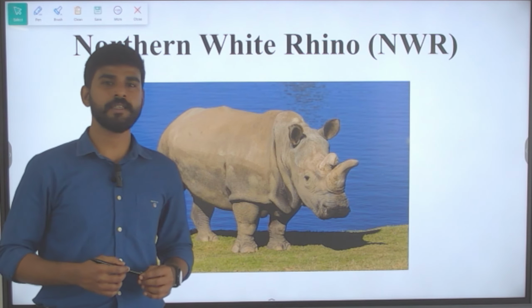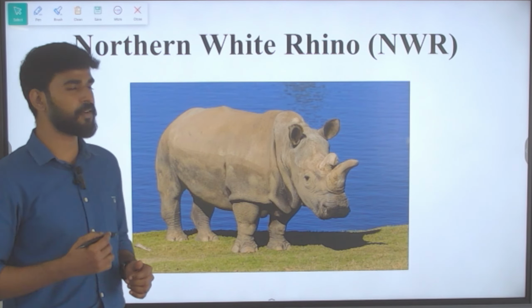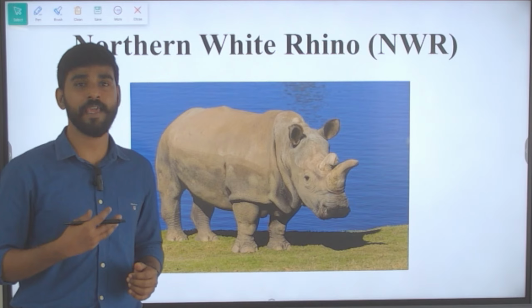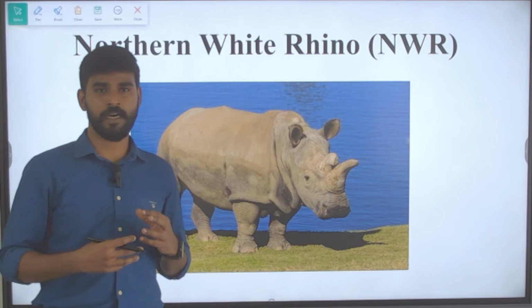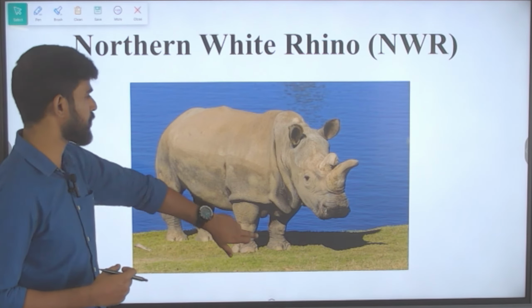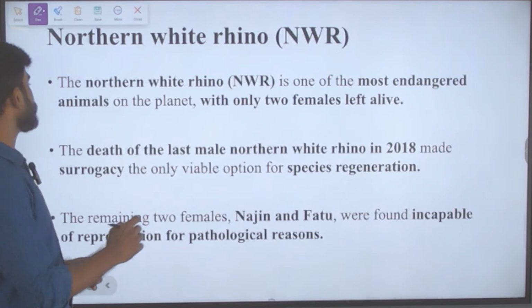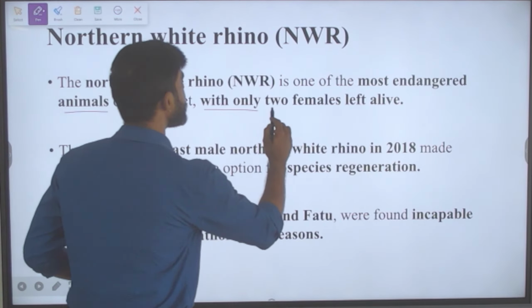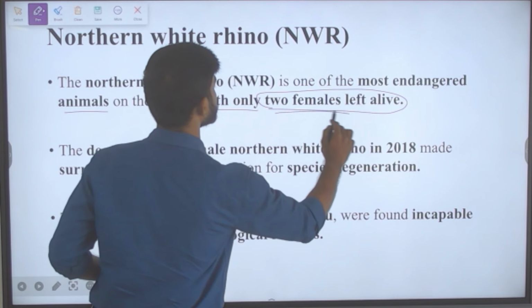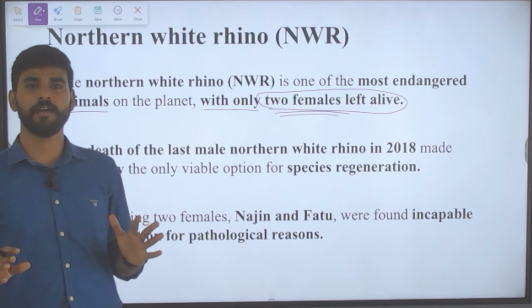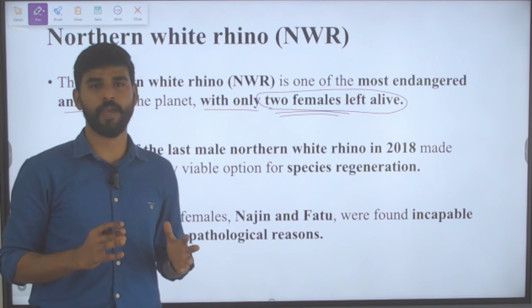Now we are going to discuss about northern white rhino. So what are northern white rhinos? Why are they in news? And other details we need to understand here. The northern white rhino is one of the most endangered animals on the planet with only 2 females left alive. Okay, so there are only 2 females alive in the population of northern white rhino.